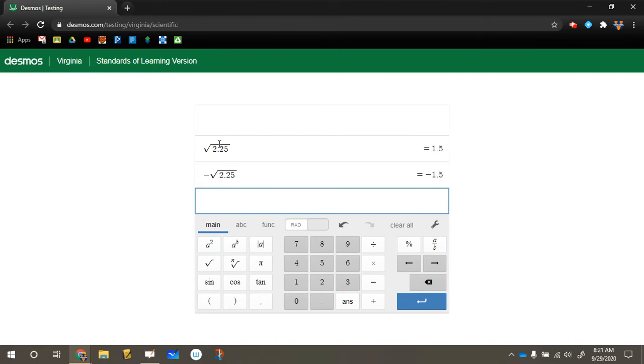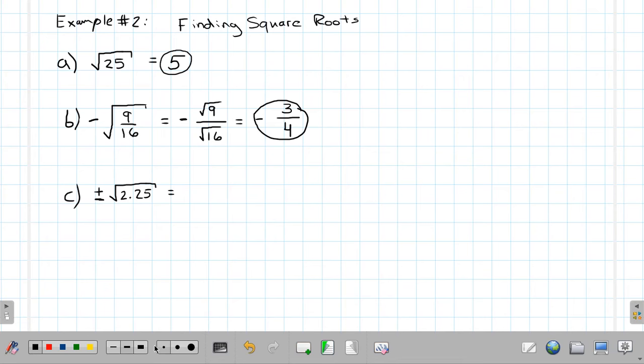So that tells us then, once again, just plugging into the calculator, that both the positive and the negative square roots of 2.25 are 1.5 and negative 1.5, okay? So if you see this little symbol out in front of the square root, okay, this plus minus, that means you want both the positive and the negative square roots of that number, okay? So in this case, positive 1.5 and negative 1.5, okay? If you just see a negative out front of the square root, that means you need the negative of the square root, so negative 3/4 in this case.